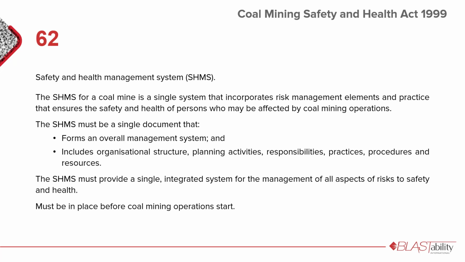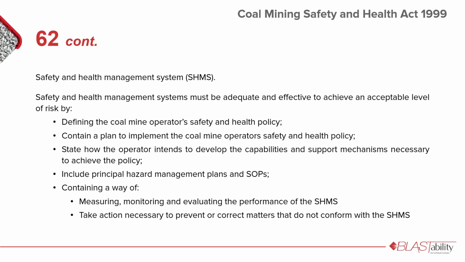62. Safety and health management system. The SHMS for a coal mine is a single system that incorporates risk management elements and practice that ensures the safety and health of persons who may be affected by coal mining operations. The SHMS must be a single document that forms an overall management system and includes organisational structure, planning activities, responsibilities, practices, procedures, and resources. The SHMS must provide a single, integrated system for the management of all aspects of risks to safety and health. Must be in place before coal mining operations start.